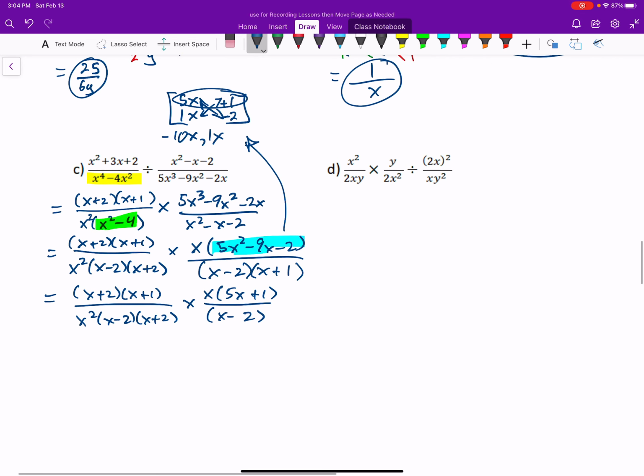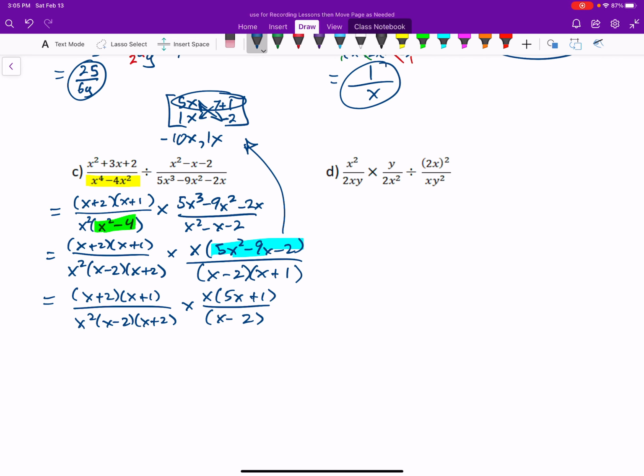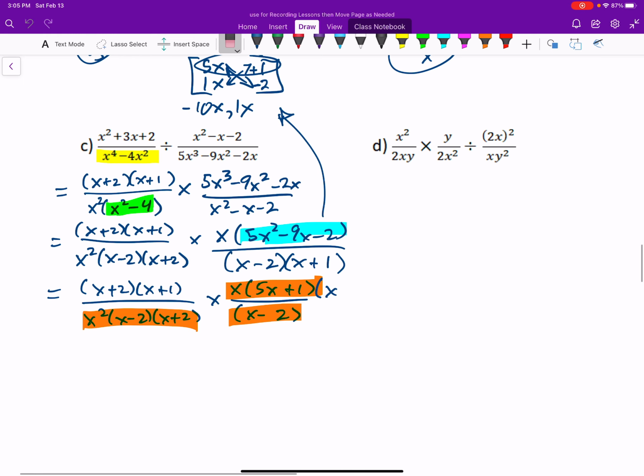And now I think I'm good to do my restrictions. Restrictions are going to come from anything on the bottom, but also the top of the second fraction because it started out on the bottom. Looks like I forgot to write down my second factor, didn't I? This should be an x. Sorry, I didn't forget to write it down. Just I've been doing so much, I wrote it in the wrong place.